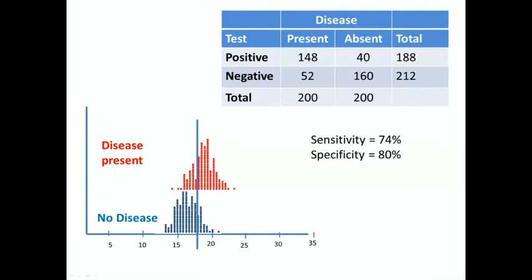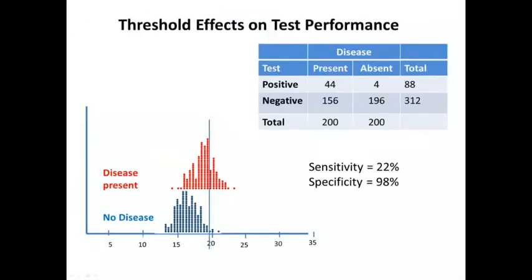What happens if we move this threshold for the test? Let's move it up here. It becomes less sensitive, right? Because more people that have disease are to the left of the cutoff value, but it's much more specific. There's very few people that don't have disease that are to the right of the value. So you can see that sensitivity and specificity are not an intrinsic property of a test.